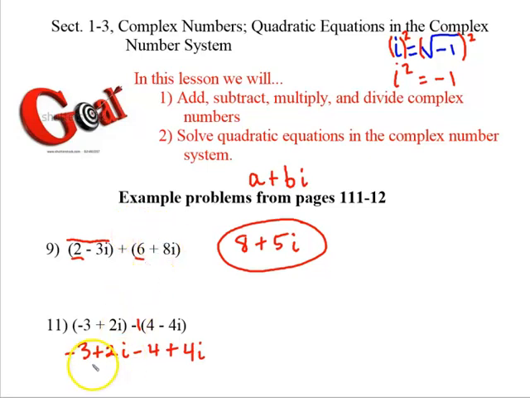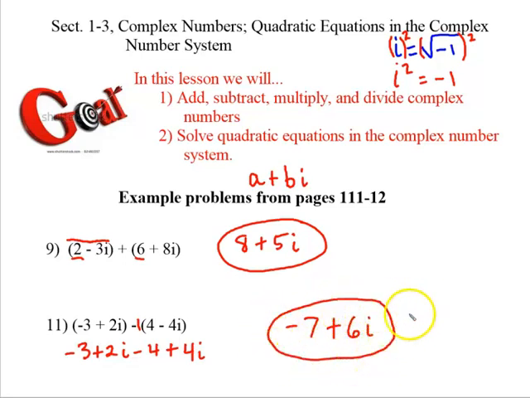So now that we've removed the parentheses by distributing the -1, we can go back and do what we did up here. We can just combine the like terms. The real number terms are like, so -3 minus 4 is -7. And then the imaginary, these are called pure imaginary numbers, 2i plus 4i would be 6i. And there's our answer for that example.